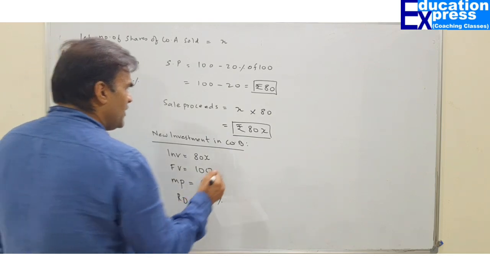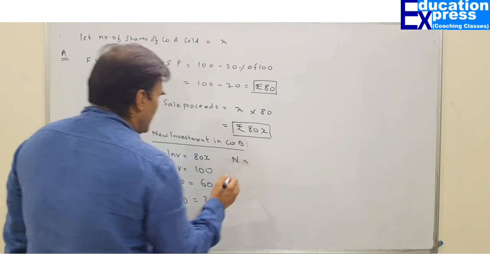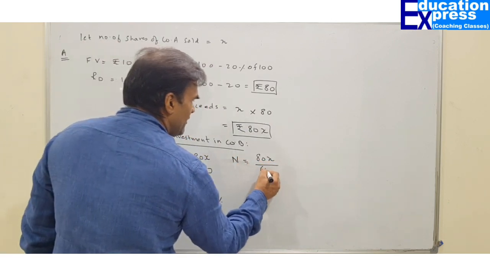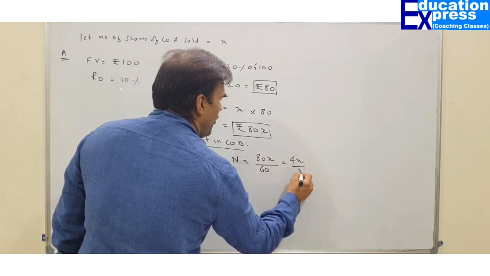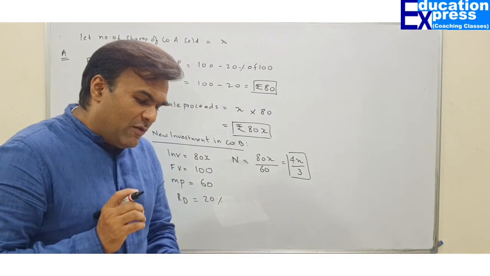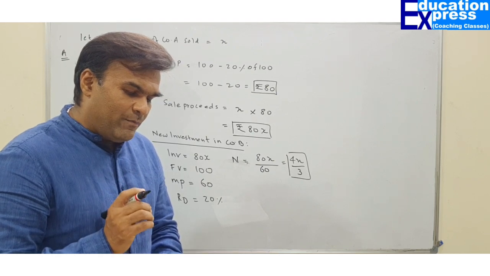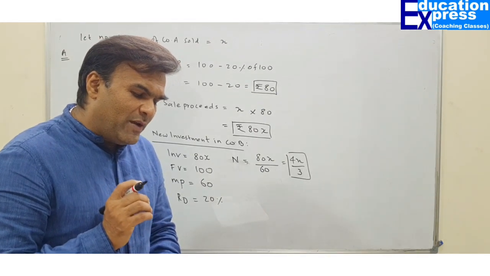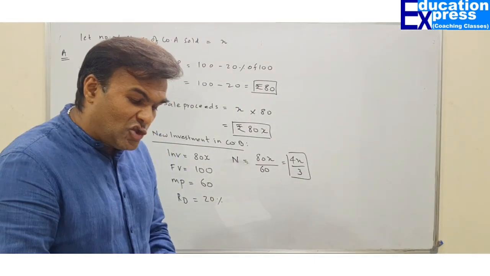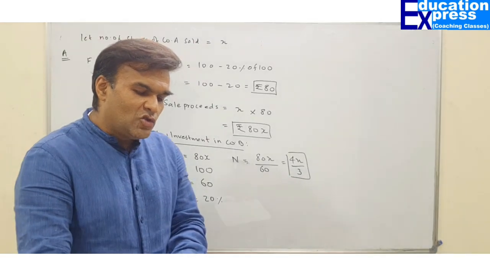Can one find the number of shares? Yes, sir. So number of shares would be investments, that is 80x, upon market price, that is 60. That will give you 4x upon 3. So number of shares are also found out. Now what is the final thing given to us? If his income from the shares sold increases by 18,000, find the number of shares sold by Gopal.